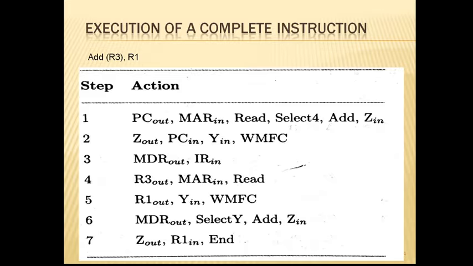When the read operation is completed, the memory operand will be available in the register MDR, that is the memory data register, and then we can initiate the addition operation, which is performed in step 6. So what is step 6? It is MDR out, select Y, then add and store the result in Z in.